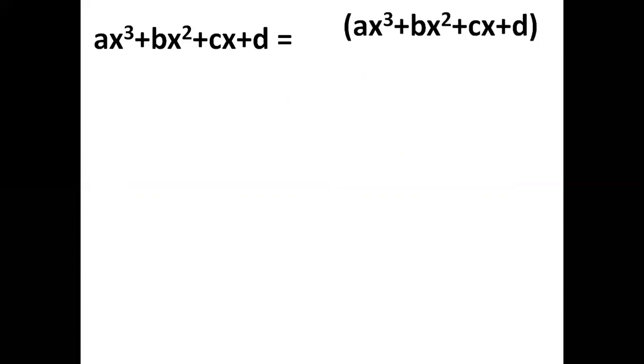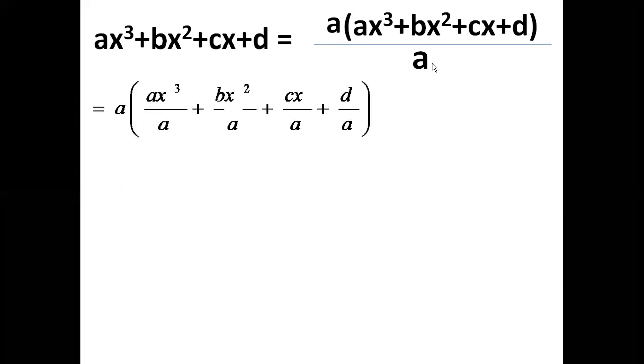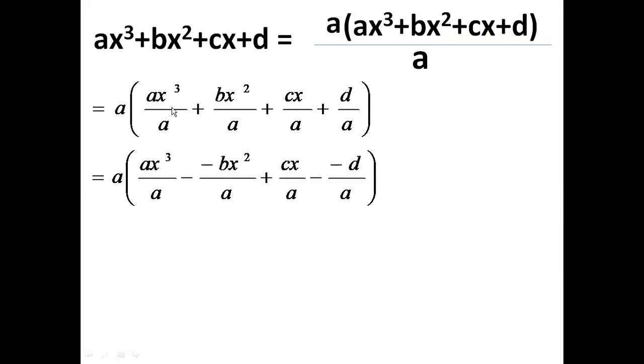Here, I'm taking the cubic polynomial ax cube plus bx square plus cx plus d. Again, I'm taking this cubic polynomial and I'm multiplying and dividing with a. Now, each term in this bracket is divided by a. That means a into ax cube by a plus bx square by a plus cx by a plus d by a. Here a gets cancelled.